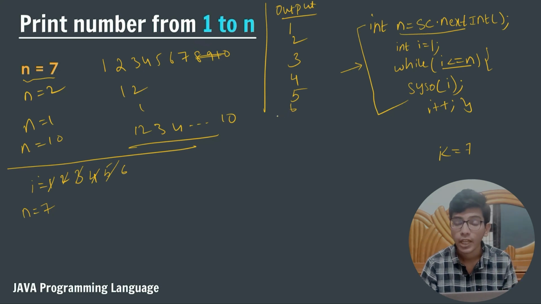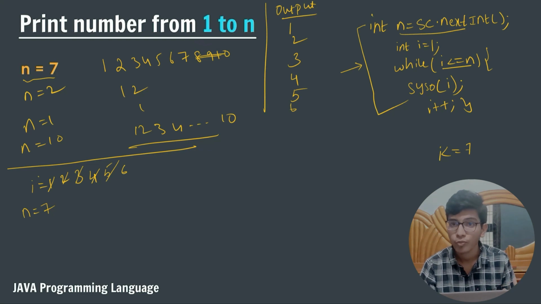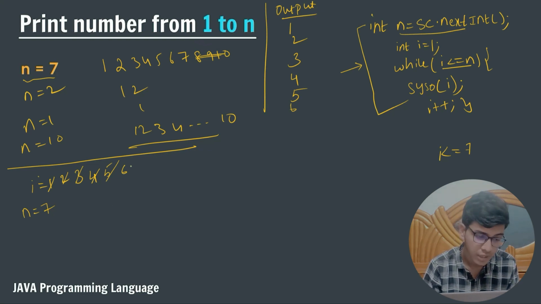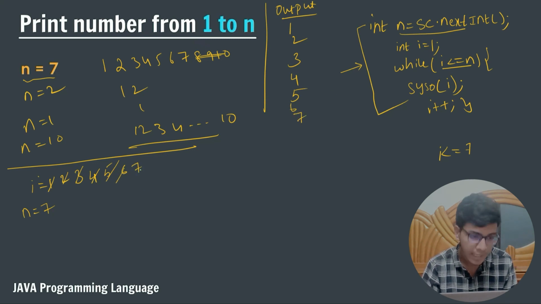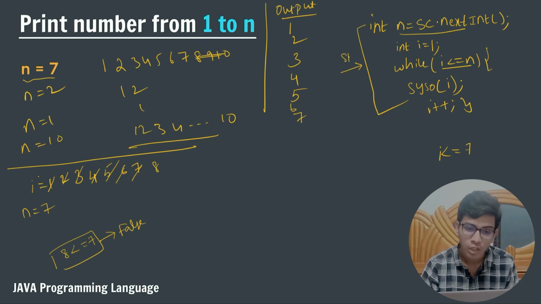That is, if I is greater than 7, then the loop will get stopped. So I becomes 6, and 6 will be printed, and I will get incremented to 7, and 7 will be printed in the output screen, and now I will become 8, and we can clearly see that 8 is not less than or equal to 7. So this condition is false, and we will stop the loop.